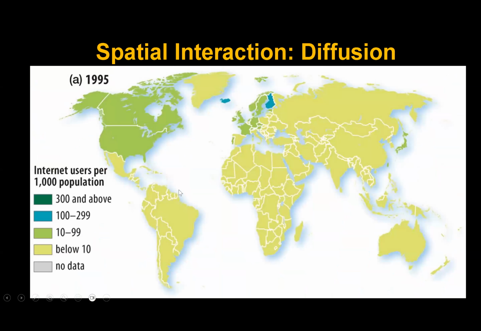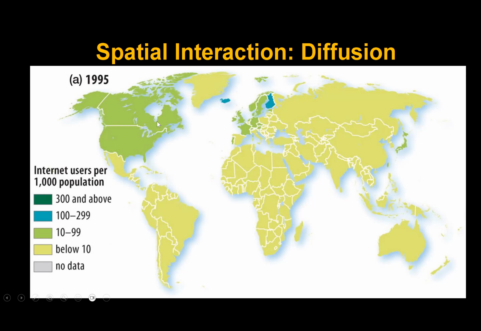Now, another part of spatial aspects is diffusion. And this is interaction between places. Now, diffusion is basically something starts somewhere and then it diffuses elsewhere. And a great example is the internet. You guys think it's normal. Everyone has internet, but actually 50% of the world does not have, actually, I think it's 60% does not have access to the internet. So it's not something that's ubiquitous.